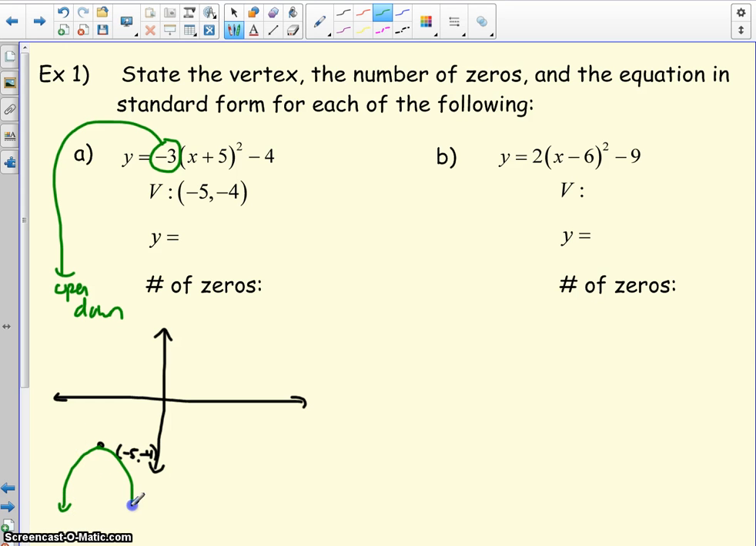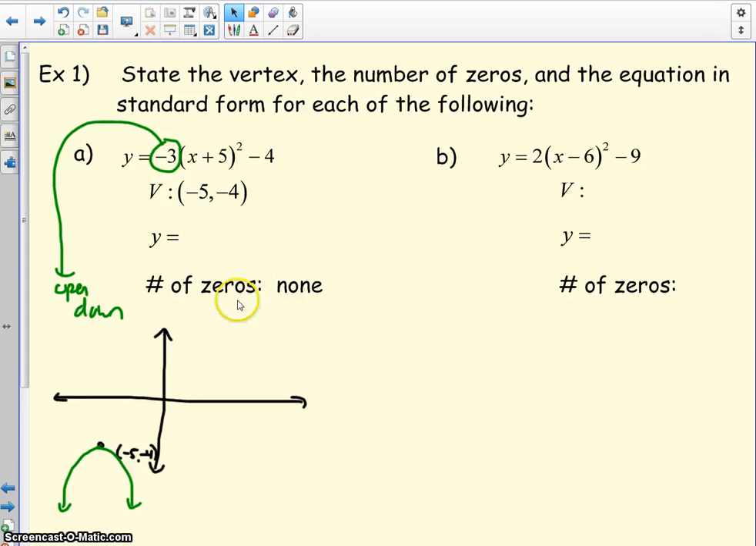Once I have that quick sketch done, how many x-intercepts, how many zeros, do I have? This parabola does not cross the x-axis at all, so it has no x-intercepts, or no zeros. So we don't have to do tons of work to find that out. All we have to do is create a quick sketch, and then just by looking at it, we can see how many x-intercepts there are.